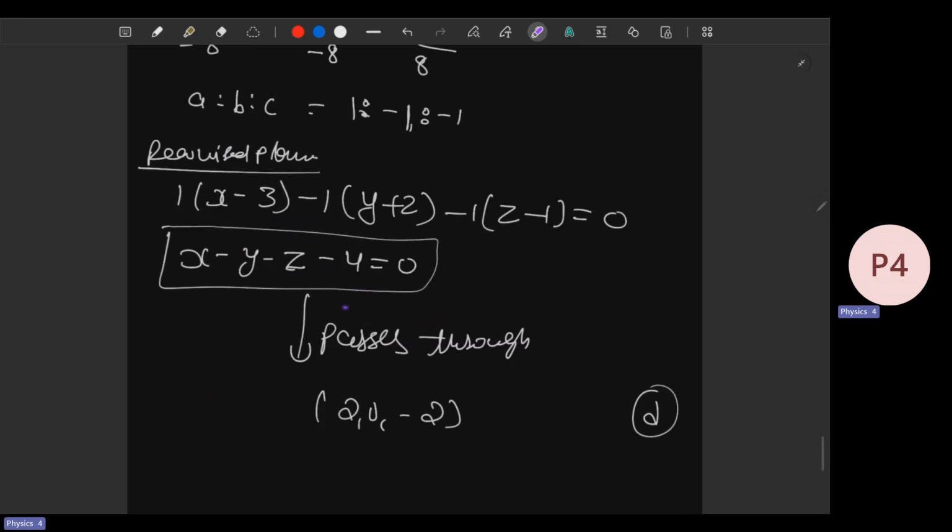This plane passes through (2, 0, -2). That is option number D.